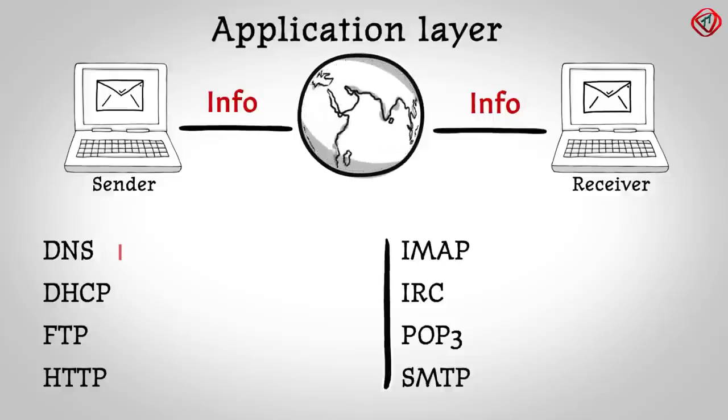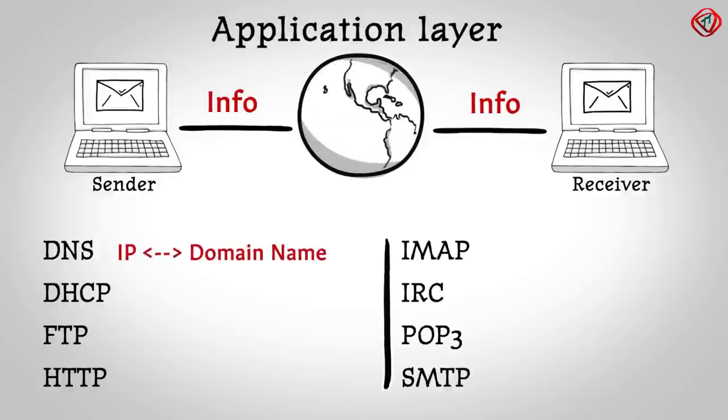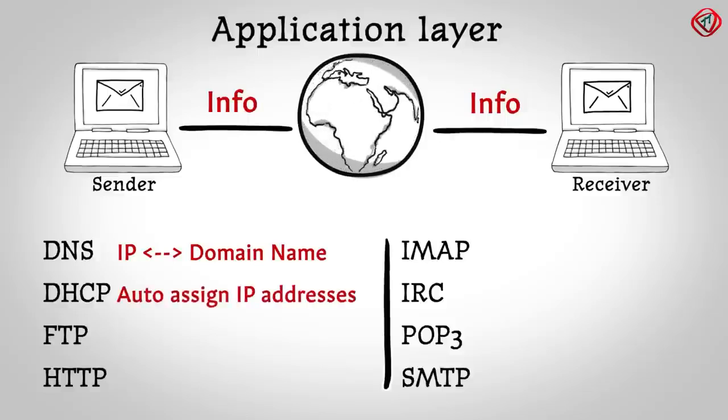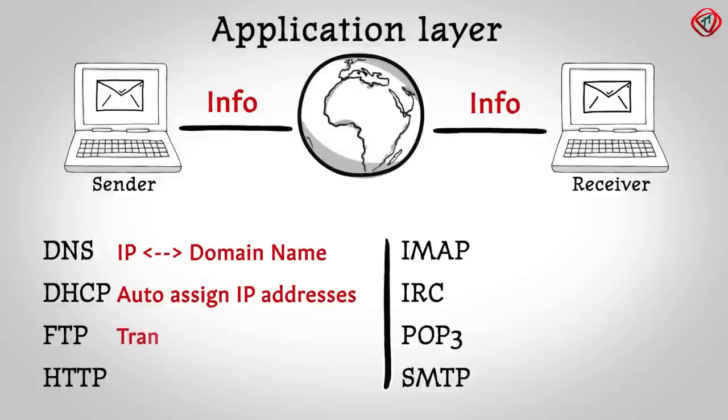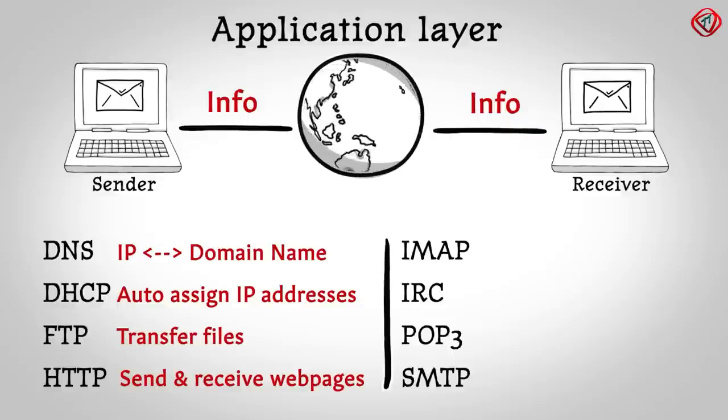Domain Name System translates IP addresses to domain names and vice versa. Dynamic Host Configuration Protocol automatically assigns IP addresses to computers present in a network. File Transfer Protocol is used to transfer files on the internet. Hypertext Transfer Protocol is used for sending and receiving web pages.